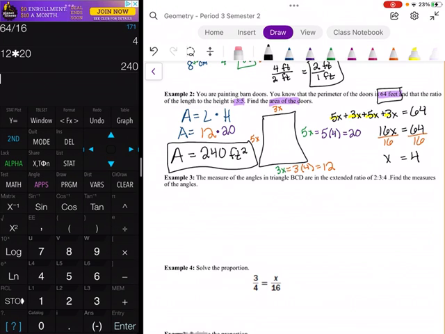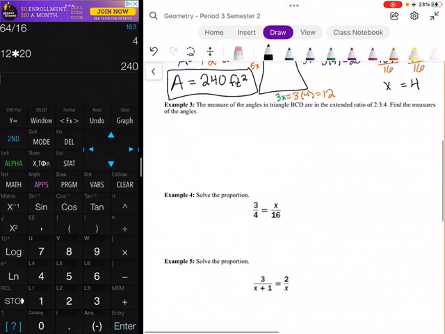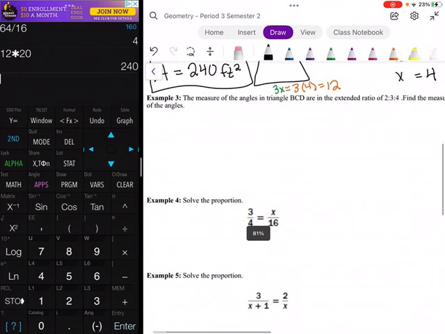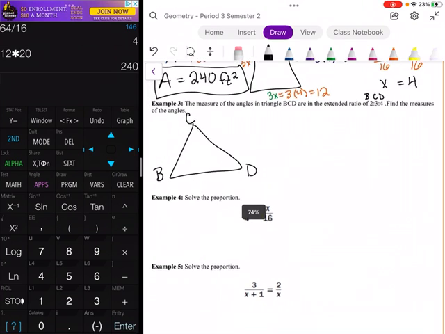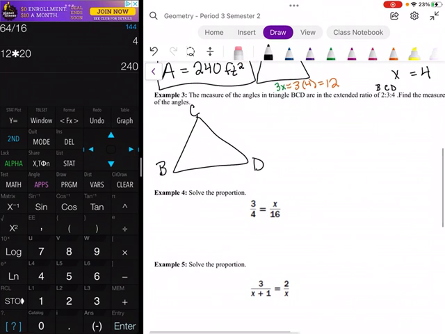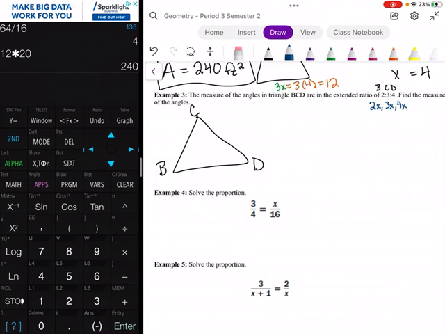Okay. So that is an example where we use the ratios to help us figure out the area. Our next one is the measure of angles in triangle BCD. So I'm just going to start by drawing this. The angles B, C, and D are in the extended ratio of 2, 3, 4. They want us to find the measures of the angles. So to do that, we're going to take these ratios, but we're going to add x's with them. So we're going to have 2x, 3x, and 4x. And we can go ahead and put those in our triangle. So we have that visual.